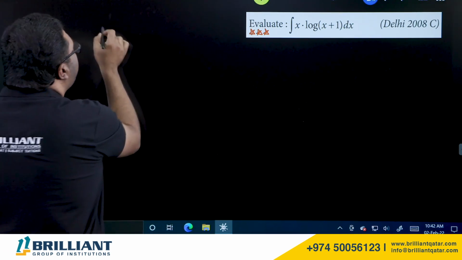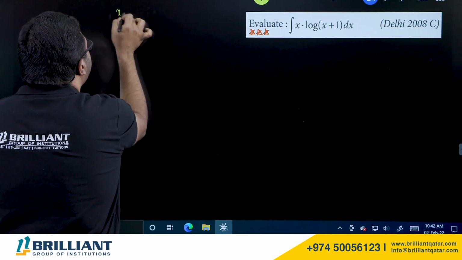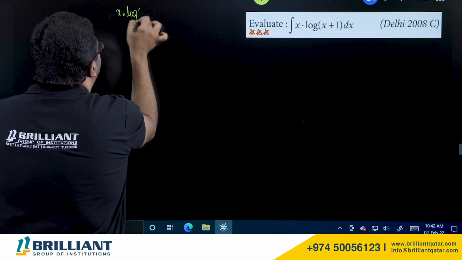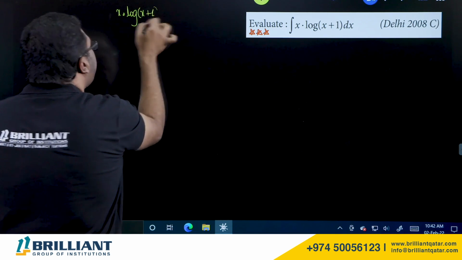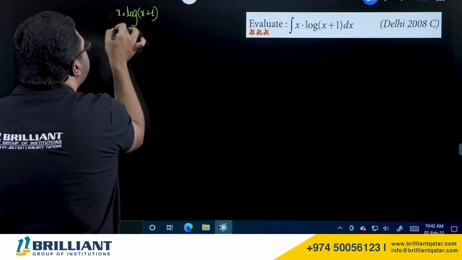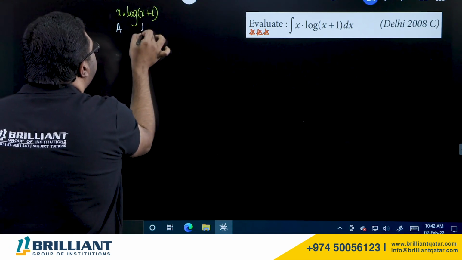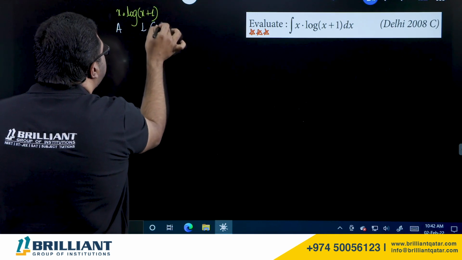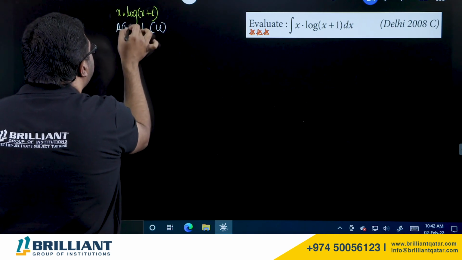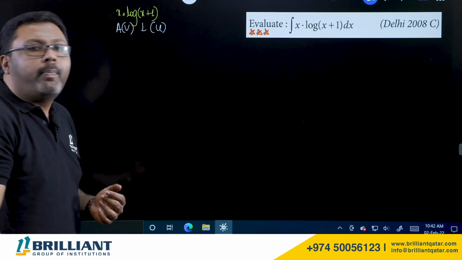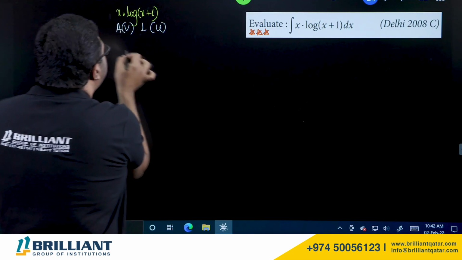Everybody listen very carefully. What are my functions? X and log of X plus 1. So this is going to be algebra and this is going to be logarithmic. Logarithm comes before algebra, so U is the log and algebra is V. Okay, so apply this in the product rule.